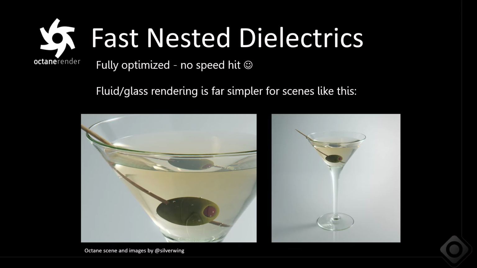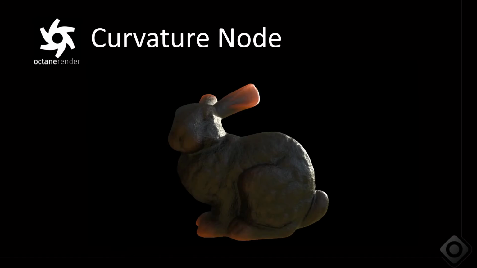This is seen here by Raphael Rao that I'm showing here. It currently takes a lot of work to set this up in Octane when you have the boundary between different mediums. Nested dielectrics built in Octane 2020 is going to make this work really well. No speed hit, which is great. We're also adding full curvature nodes and shaders. So this is a curvature map that you're seeing play here, which was really nice.